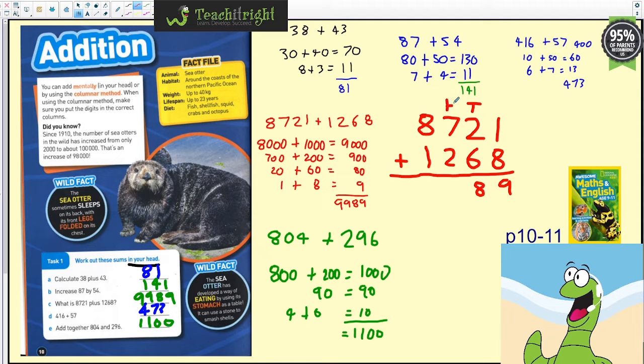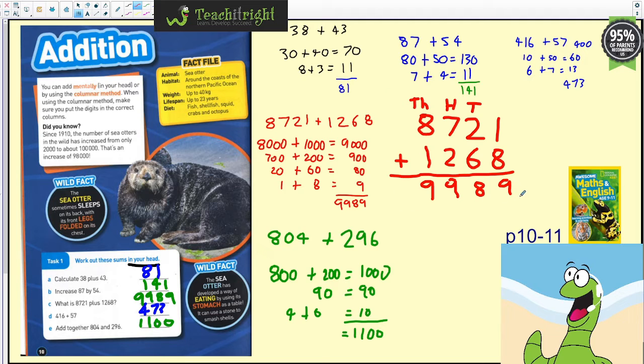We've then got the hundreds column here. So that gives us 700 plus 200 is 900. Well, look, 700 plus 200 is 900. And I've written the 9 in the nines column. So that means that 9 here is a 900. And then we've got the thousands column, where we've got 8,000 plus 1,000 is 9,000. And we get our same answer of 9,989.